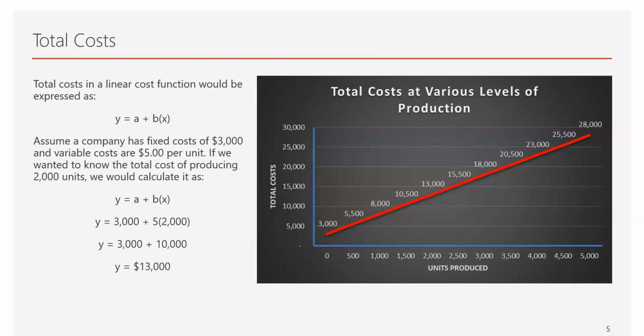So when I take the next step in computing that formula, Y equals $3,000 of fixed cost plus $10,000 of total variable cost, $5 per unit times 2,000 units. So my total cost of producing 2,000 units is going to be $13,000. So that's where we get a chance to estimate these costs based on the linear cost function.